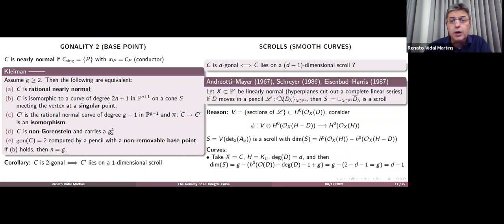So we have sufficiency, necessity, we have this arrow to there. If C is diagonal, then C lies on a D minus 1 dimensional scroll. But in order to have the other way, one should consider minimality of dimension of S. And well, at least I've never seen it in the literature, there might be, I don't know, but for smooth curves.